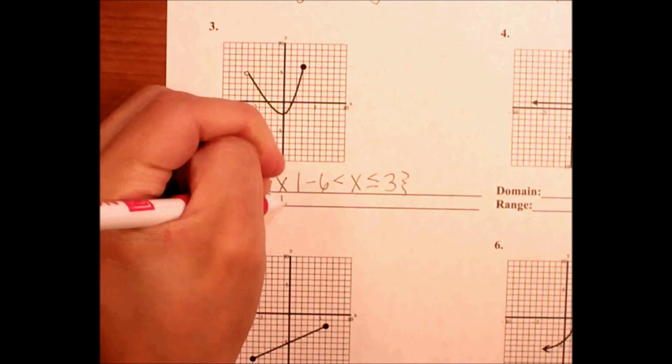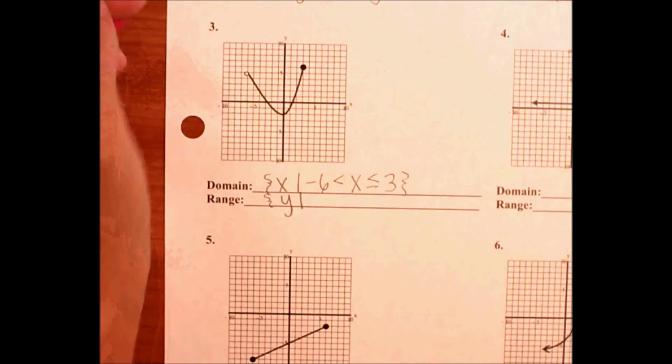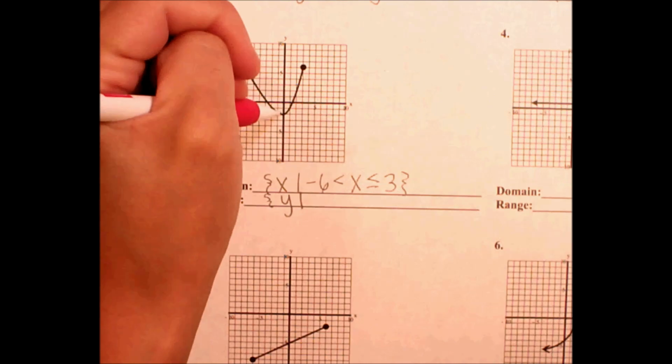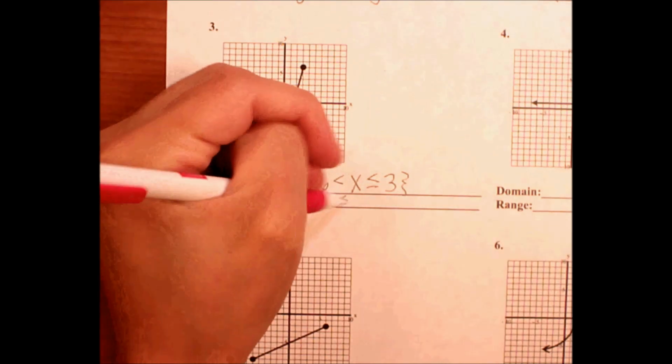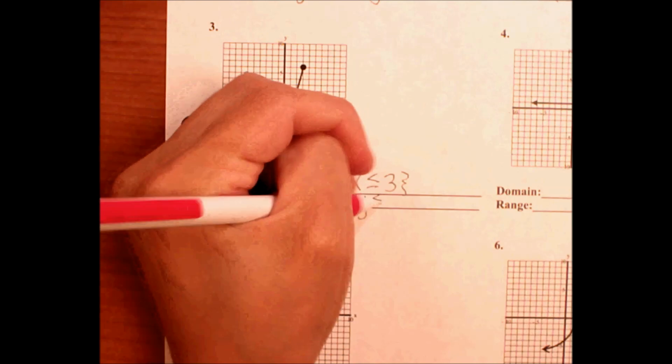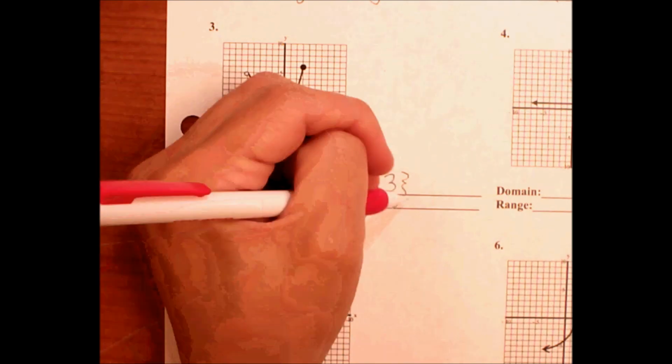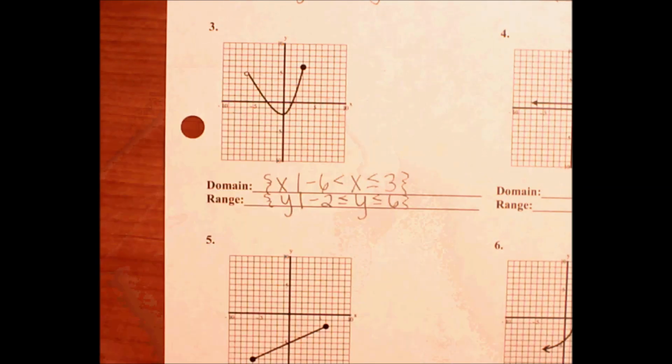The range is y such that it is from -2, solid, and it's going to go to the top point, which is at 6, and it's solid, so less than or equal to 6. Close the bracket.